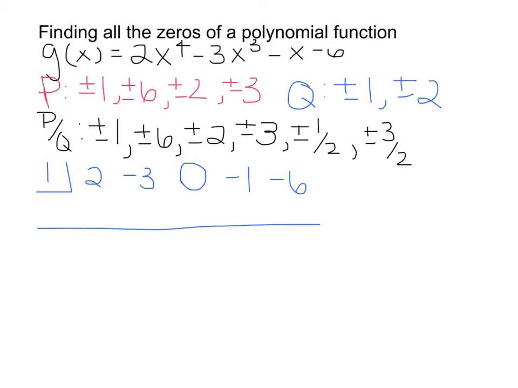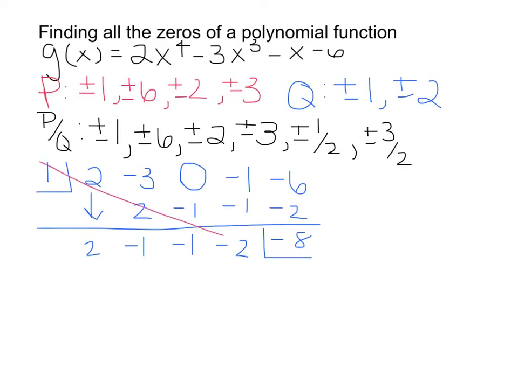Okay, so bring down the 2. 1 times 2 is 2. Negative 3 plus 2 gives me negative 1. 1 times negative 1 gives me negative 1. 0 plus negative 1 gives me negative 1. 1 times negative 1 is negative 1. Negative 1 plus negative 1 gives me negative 2. 1 times negative 2 is negative 2, and that is not a remainder of 0.